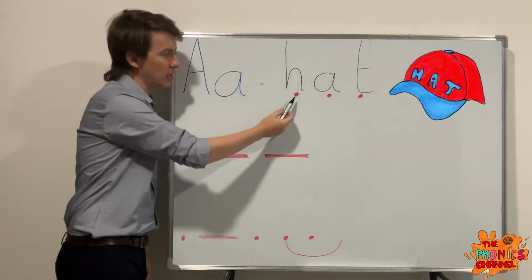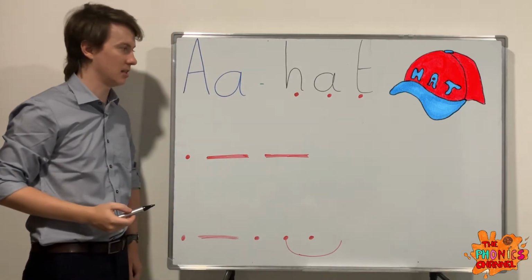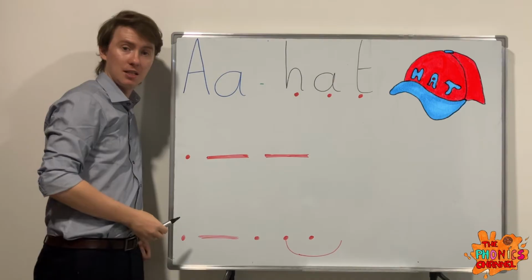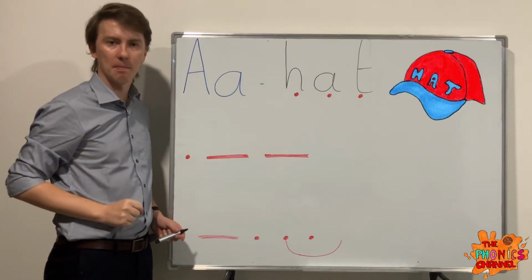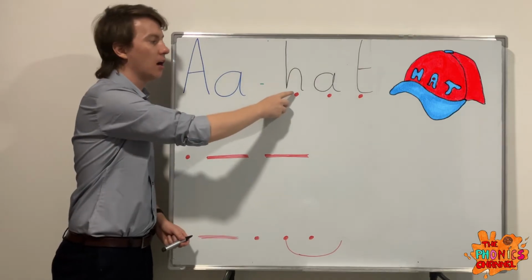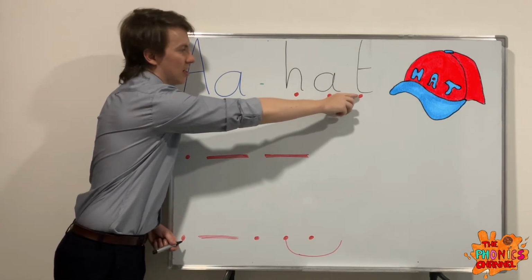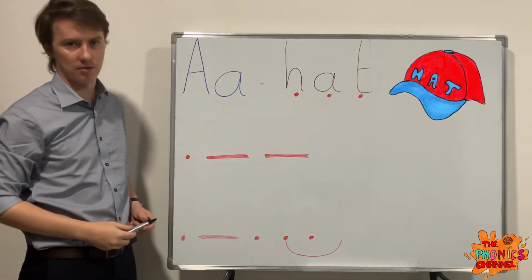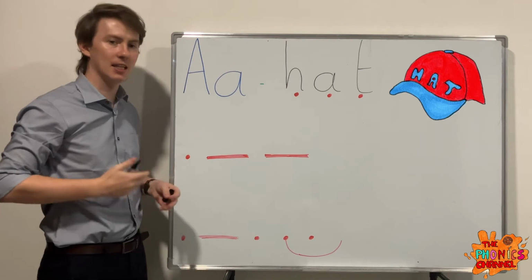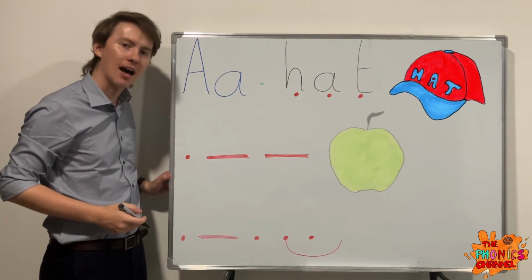And you'll see that we have dots underneath the letters here. If you see a red dot, that means that is one letter making one sound. So the H is making one sound, the A is making one sound, and the T is making one sound. Let's now go on to a slightly bigger word, which is apple.